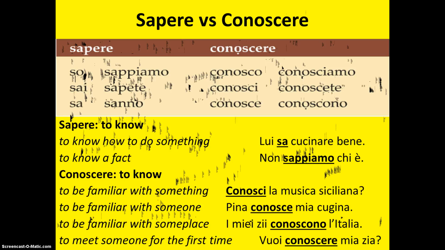Conoscere can also be used to talk about meeting someone. In my example, vuoi conoscere mia zia? Would you like to meet my aunt? And it's also used commonly in the past tense to talk about when you first met someone.